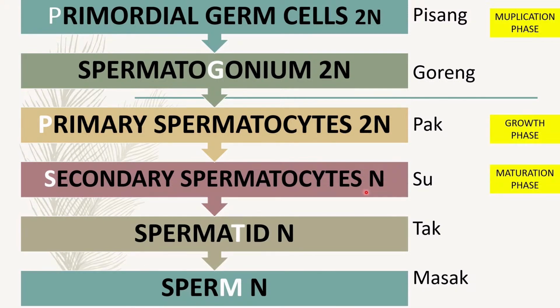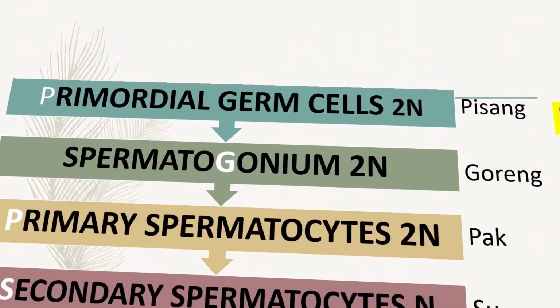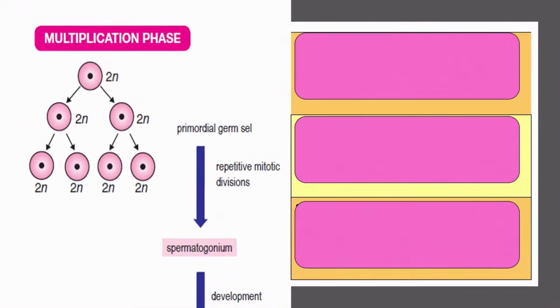Inside here we also have 3 phases, which are the multiplication phase, growth phase, and maturation phase. I have a typo over here. Okay. Next. All right, so first we go to the multiplication phase. So what happens in this phase?